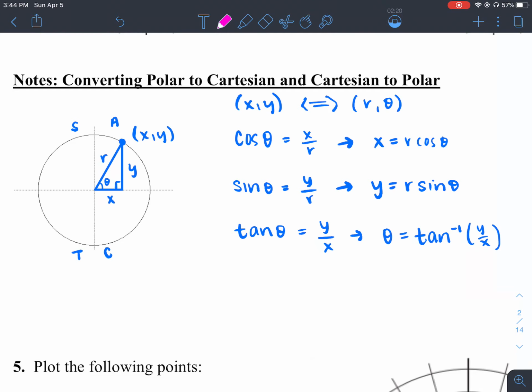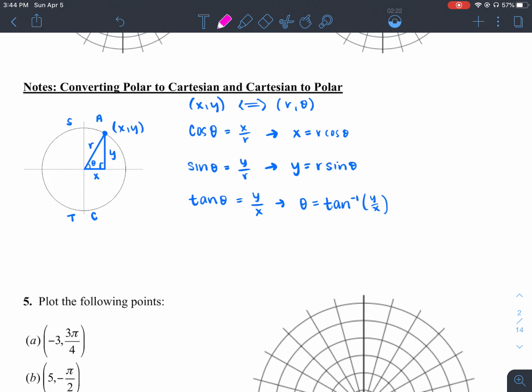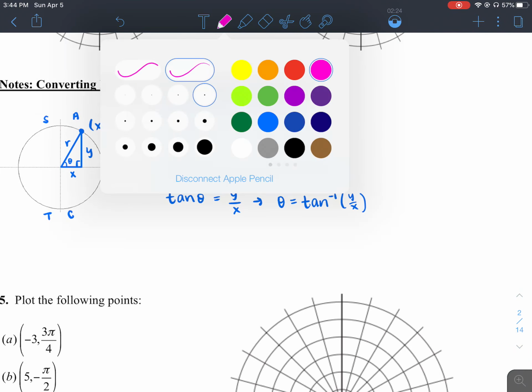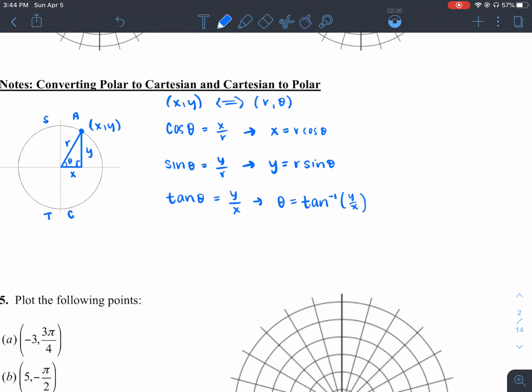There are some other relationships. We have x, we have y, we have r, all working together in a right triangle. The Pythagorean theorem always works for right triangles. So if I take x squared plus y squared, I have to get r squared back. If I have x and y, this is going to help me find my theta, my angle value, and it's also going to help me find my radius, my r value.